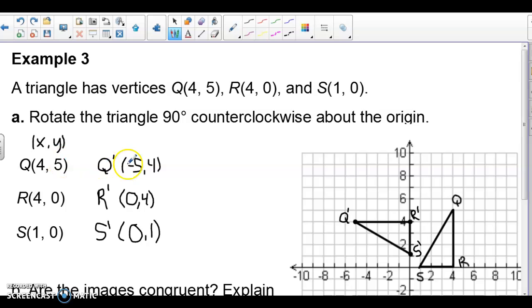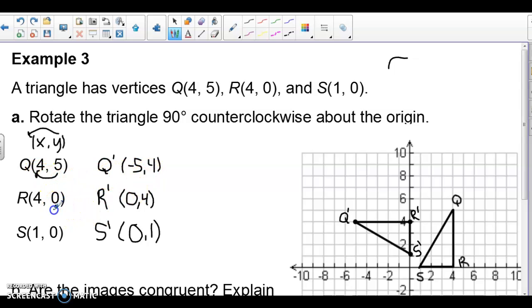So 4, 5 became -5, 4. Remember, this is 90 degrees counterclockwise about the origin. Counterclockwise is going to the left. So it's like we're taking the y value and putting it before the x. We're taking y and moving it to the left. When it was 90 degrees clockwise, we took x and went to the right. Now we're taking y and going to the left. So the y value is becoming negative and going first. 5 goes before the 4, becomes -5, 4.